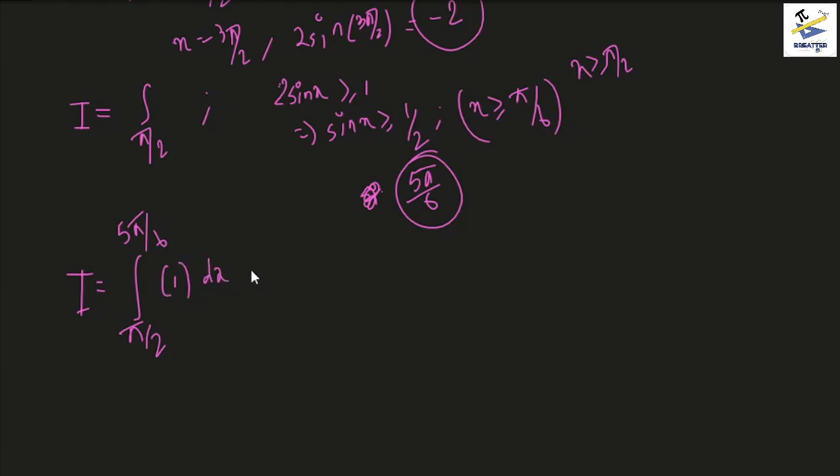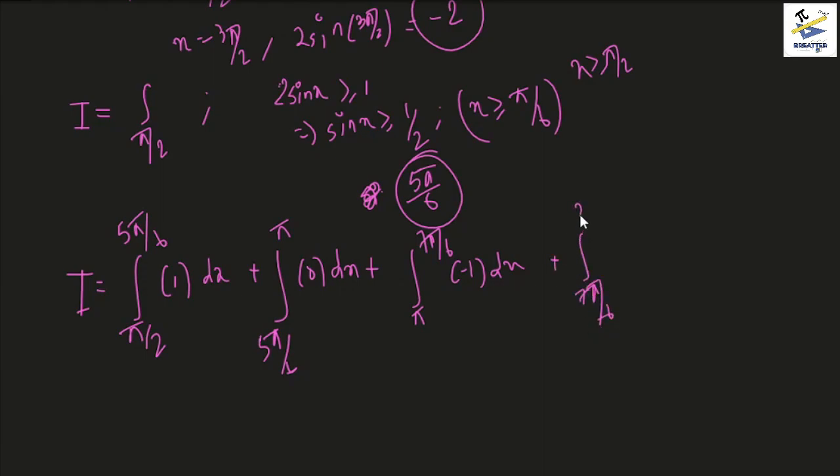Here, [2 sin x] is 1, box of 2 sin x actually, so 5 pi by 6 to pi will give you a 0, then pi to 7 pi by 6 will just give you a minus 1 because in the third quadrant it is negative, and then from 7 pi by 6 to 3 pi by 2 it will just be minus 2 dx.